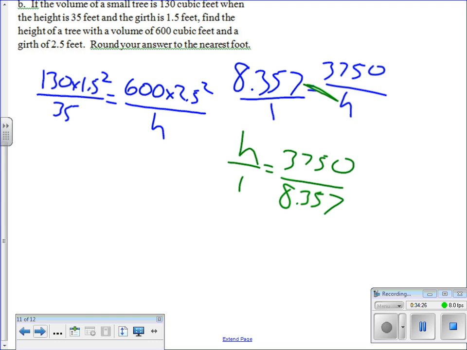Okay. Now, if you didn't want to do that, multiply both sides by h, divide both sides by 8.357, and look what you get. You get the same thing. And you divide by 8.357, and you get 448.725. To the nearest foot. Yeah. So this would be, to the nearest foot, 449 feet.